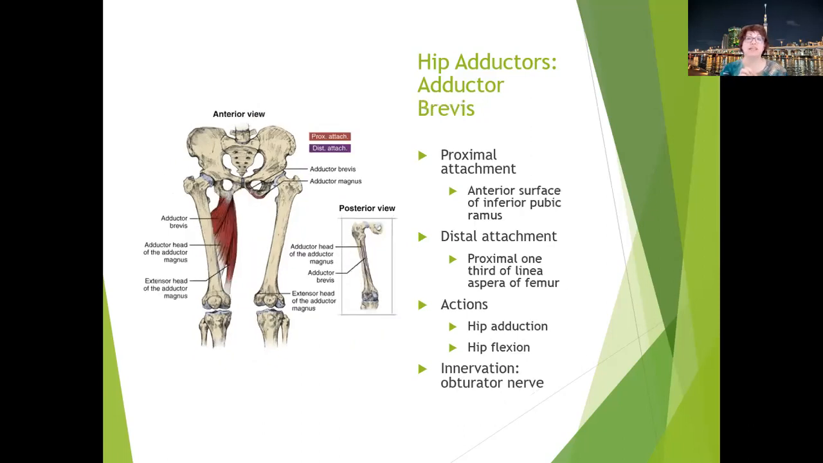The adductor brevis attaches from the anterior surface of the inferior pubic ramus. So it's a little bit inferior to the pectineus and the adductor longus. And its distal attachment is the proximal third of the linea aspera of the femur. So it has that anterior to posterior line of pull, and it can do hip flexion. And then it has the medial to lateral line of pull to do hip adduction, and it's innervated by the obturator nerve. So I hope you're getting the idea of how line of pull determines what motion the muscle can do.